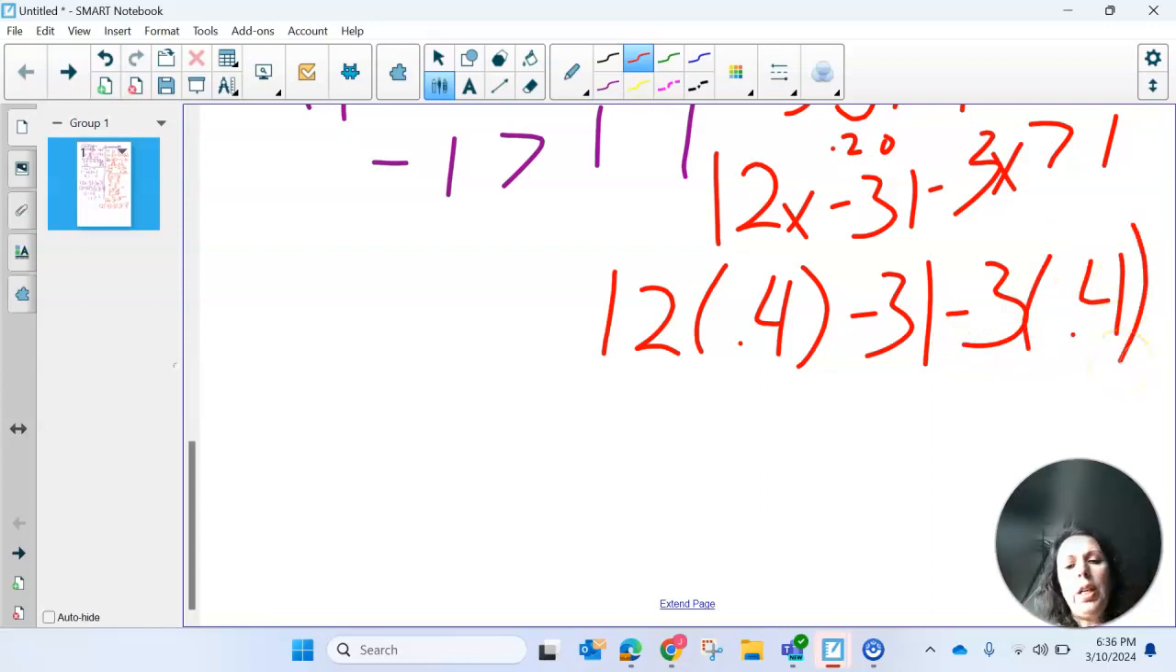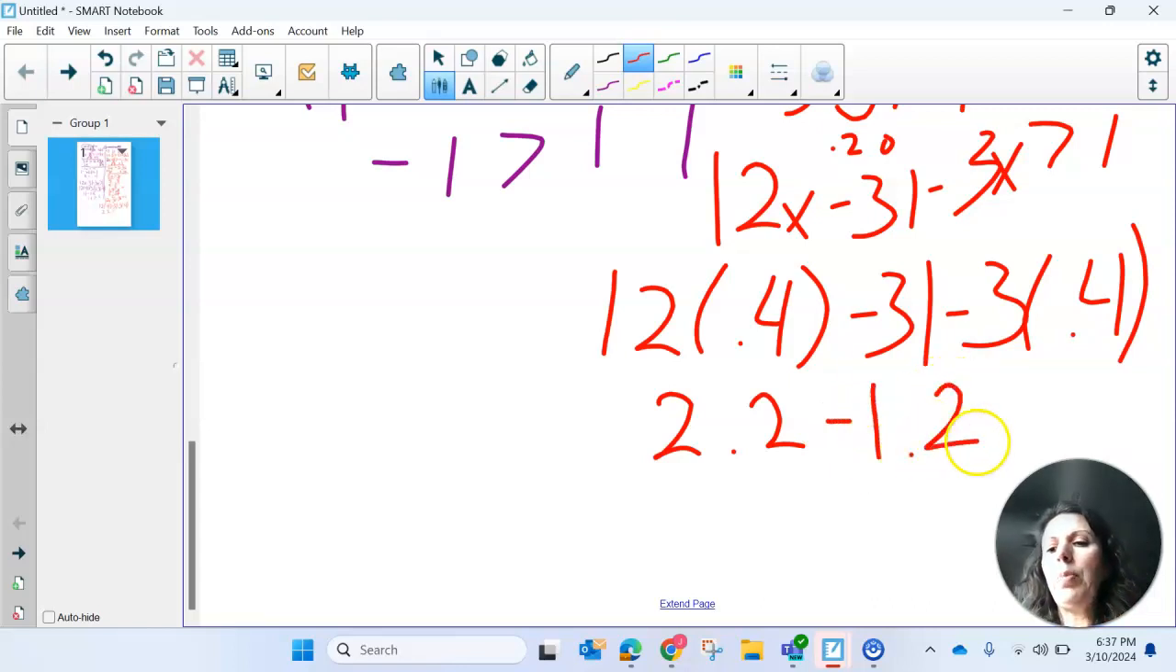So when I do this, I do 2 times 0.4, and I can just do it in calculator. 2 times 0.4 is 0.8, and then minus the 3 is negative 2.2. But since it's the absolute value, it is just normal 2.2. Minus 3 times 0.4 is 1.2. So then we can subtract 2.2 minus 1.2 is 1. So we have our solution. Okay, 1 is equal to 1.